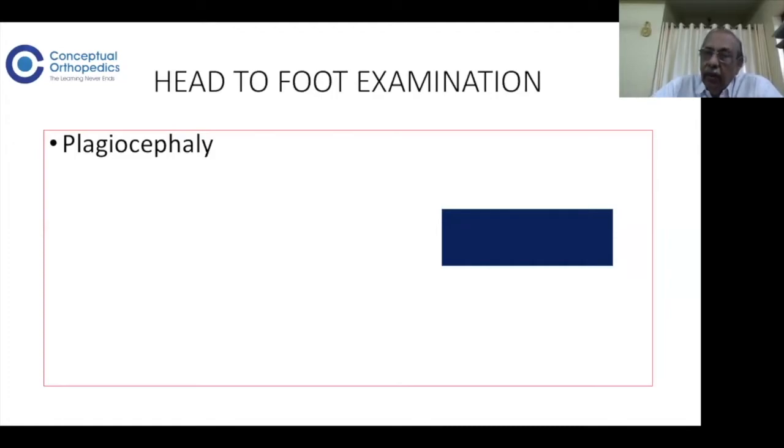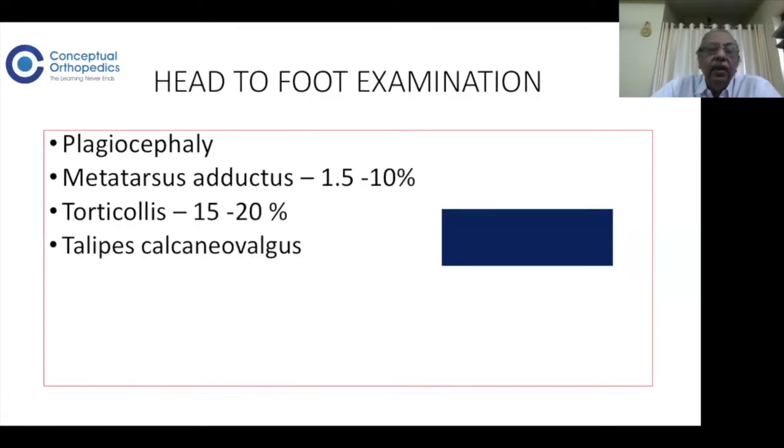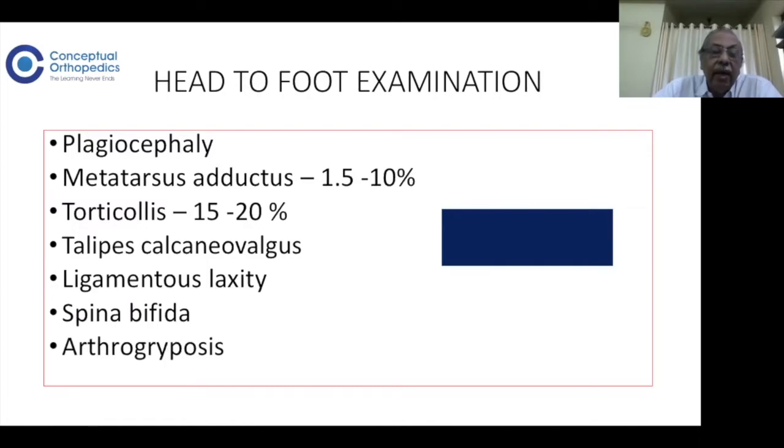Now we need to do a head to foot examination. Plagiocephaly is one. Plagiocephaly means flattening on one side of the skull. Metatarsus adductus is associated with DDH 1.5 to 10%. Torticollis 15 to 20%. Talipes calcaneovalgus. These are the three main things: metatarsus adductus, torticollis, and talipes calcaneovalgus. Whenever you see any of these children, you always look at the hip for evidence of DDH. Look for ligamentous laxity, spina bifida, arthrogryposis. There is very little association between DDH and clubfoot.